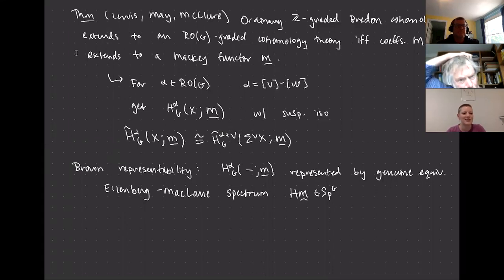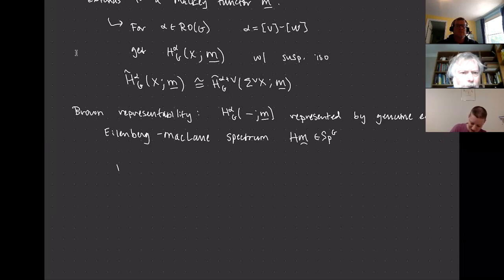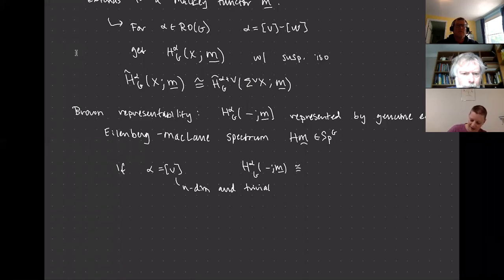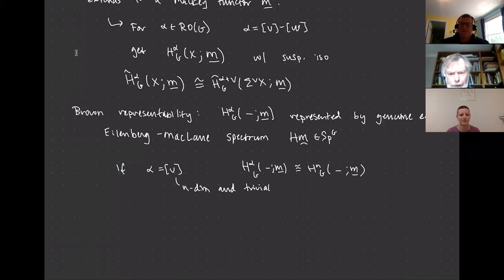Someone asked, what precisely does it mean that it extends ordinary Bredon cohomology? And that's a great question. So let's go ahead and write that now. If alpha is n-dimensional and trivial, then my H alpha is the same as H^n, the Bredon cohomology. So that's what I mean by extends. The trivial representations have Bredon cohomology already built inside it, but now we're also going to extend to non-trivial representations and allow those to be in the grading as well.